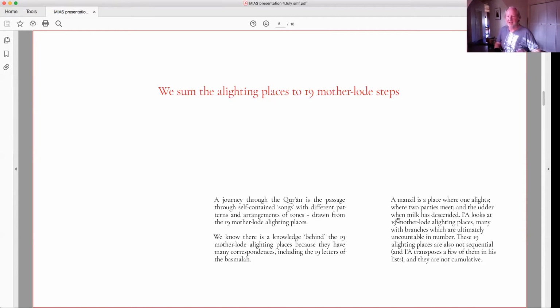And these alighting places, excuse me, the way that you go, they have these 19 steps. So he's talking about 19 steps. And the manzil, the idea of manzil, is the place where you alight, where you come down and rest. It's a place where two parties can meet. So in a battle, two parties might meet in a manzil, in an alighting place. And it's also the udder when the milk has descended and has filled up the udder.